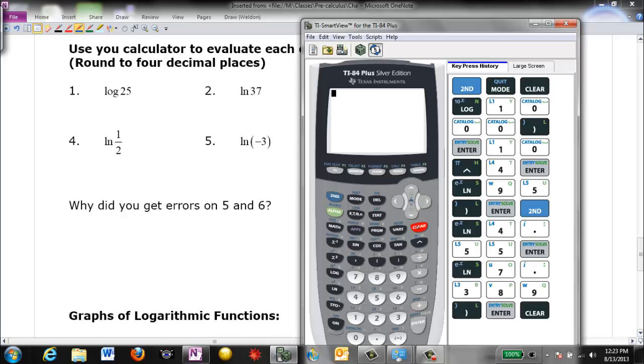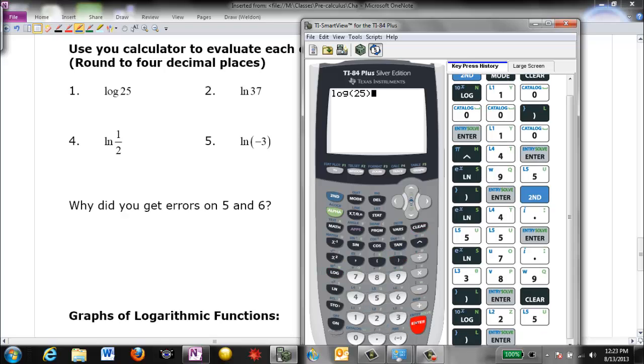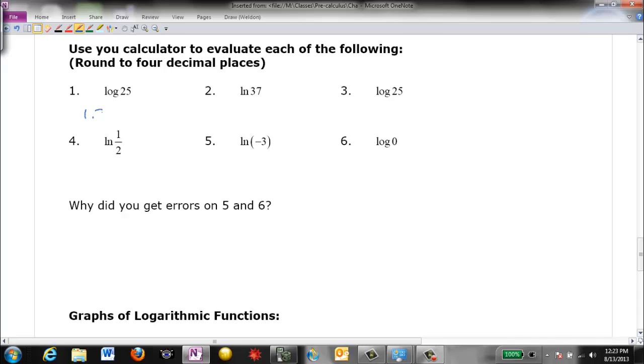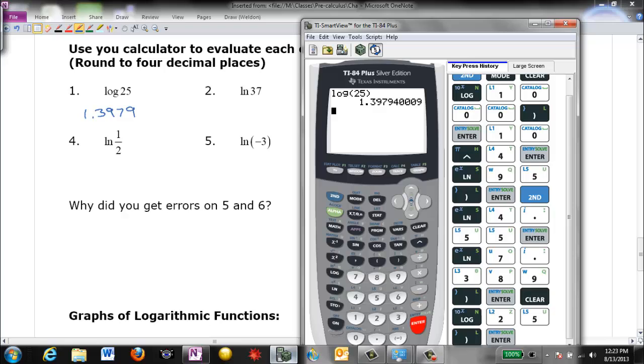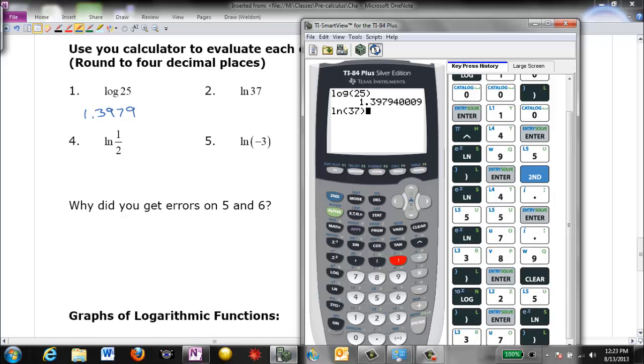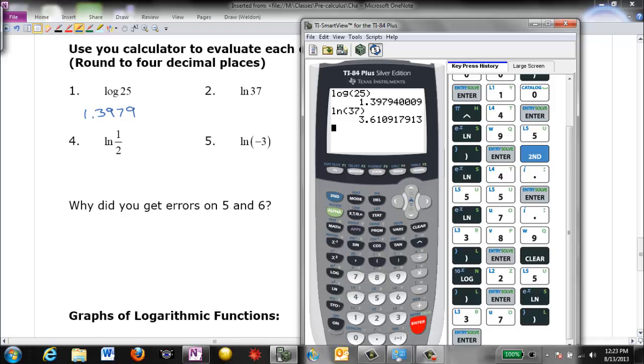So we're just going to go ahead. We've got log of 25. So we have log 25, and I'm going to hit enter here. We get 1.3979. Easy, right? We just want to make sure that you can use your calculator to evaluate some common logarithms here. Okay, let's try natural log of 37. So we're going to hit the natural log button over here on the left, 37, and hit enter.